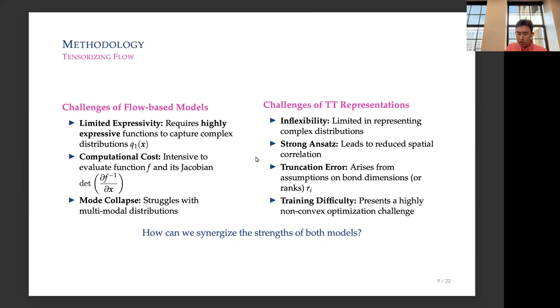But at the same time, it has a high computational cost because it is intensive to evaluate the function F and its Jacobian, the determinant of its Jacobian here.